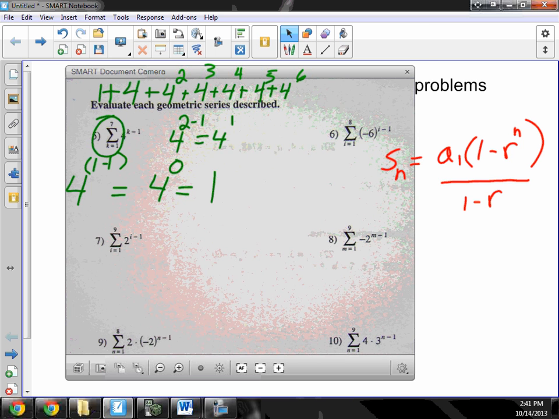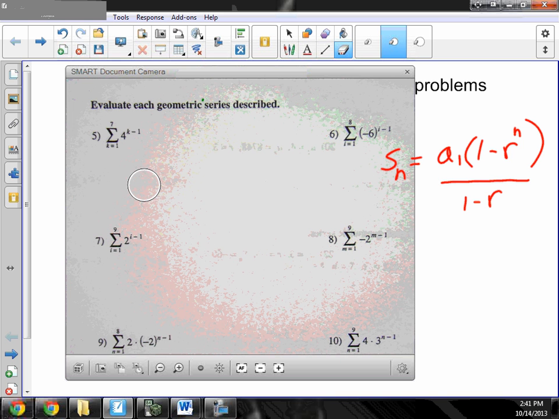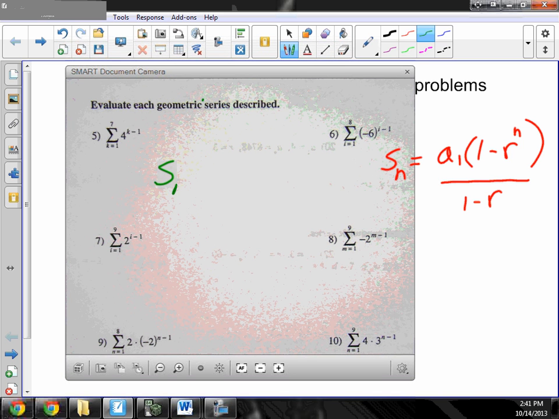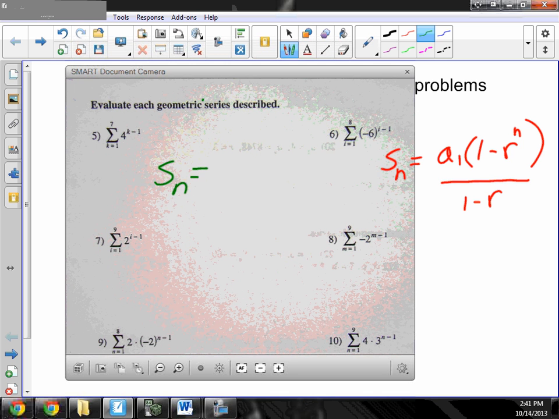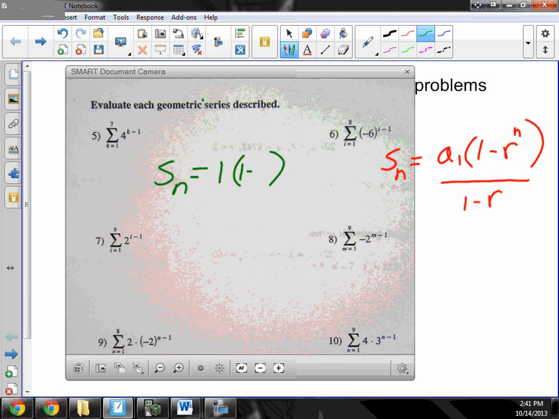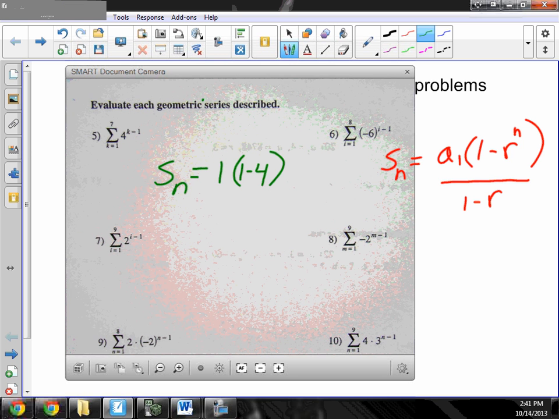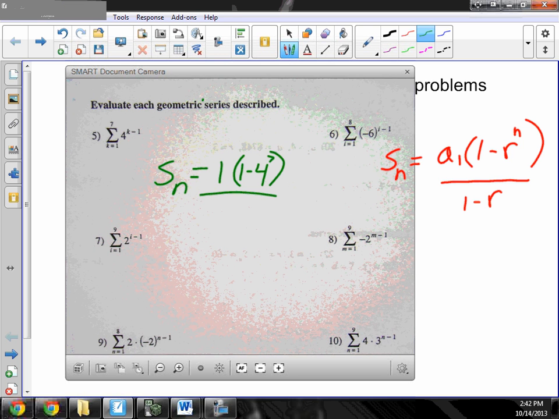So in number 5, I already know the answer, but let's use the formula to find it. So S of n equals, what's the first term? 1. I plug in 1, and I get 1 minus 1 is 0. 4 to the 0 is 1. So it's 1 times 1 minus, what's my common ratio? 4. I'm multiplying by 4 over and over. And how many numbers are in the list? From 1 to 7. So there are 7 numbers in the list, and I'm going to divide that by 1 minus 4.